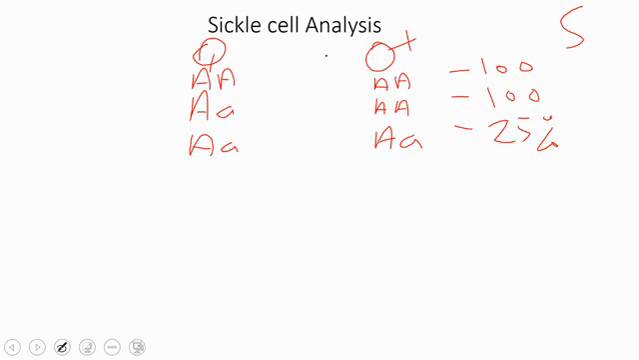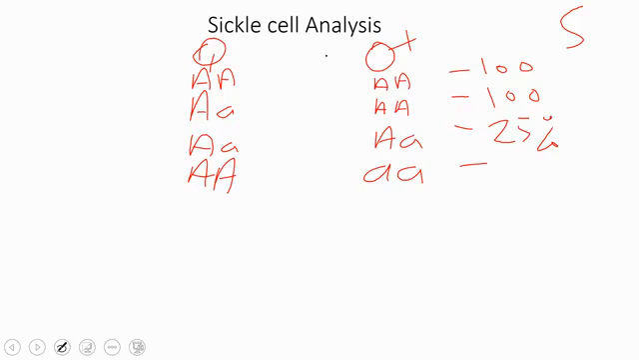So if one of them is like this and the other one is small a, all the children are going to be normal children. So it means if one parent is completely dominant and the other one is a sickle cell patient, when they give birth, none of the children will be sickle cell. But all the kids are going to be carriers. They are going to be carriers of sickle cell, which means their great-grandchildren are likely to be sickle cell.